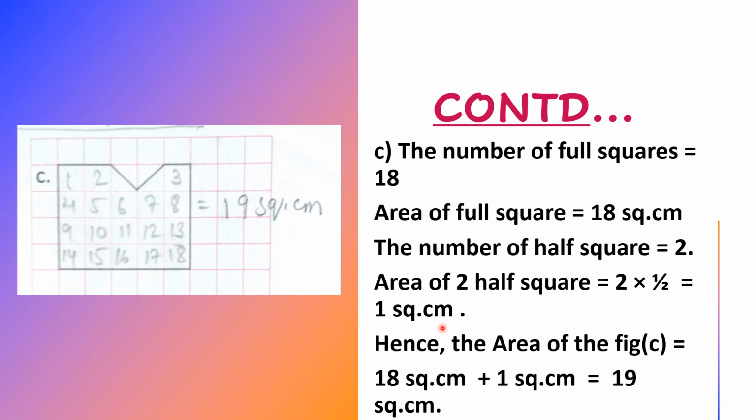Now find the total area of the figure. So the area of figure C is equal to the area of the full squares plus the area of the half squares, which is equal to 18 square cm plus 1 square cm gives 19 square cm. Hence the area of figure C is equal to 19 square cm. In this way, we can find the area of different polygons and other figures.